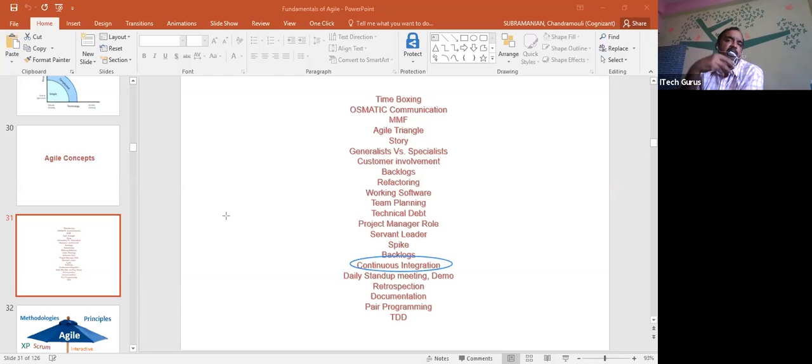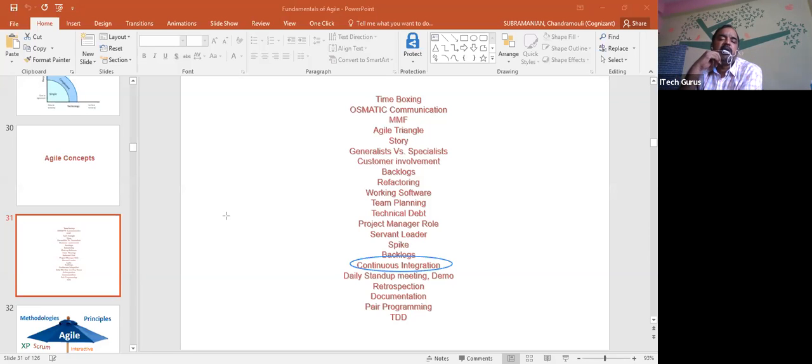See, so far when you talk about continuous improvement, what does it mean? Strengthening the code and other things we discussed, right? The addition will become very difficult if you are not doing the continuous integration. So you need to ensure that the continuous integration is there throughout, from one sprint to another sprint.